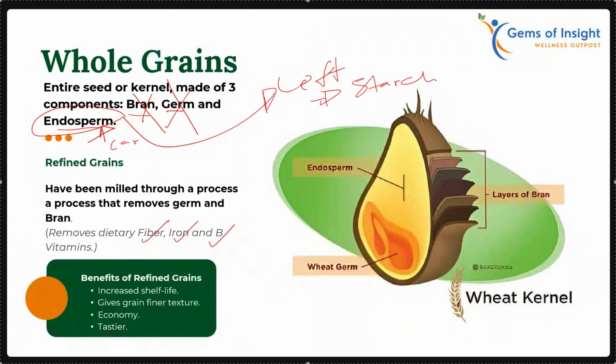So there are benefits that come with removing the germ and the bran. Number one, to increase the shelf life of these grains. Manufacturers normally resort to removing bran and germ. Number two, it gives the grain a very fine texture, one which can absorb water easily, and when you cook chapati it becomes even tastier and softer, palatable, really friendly to your teeth, stomach and mouth.